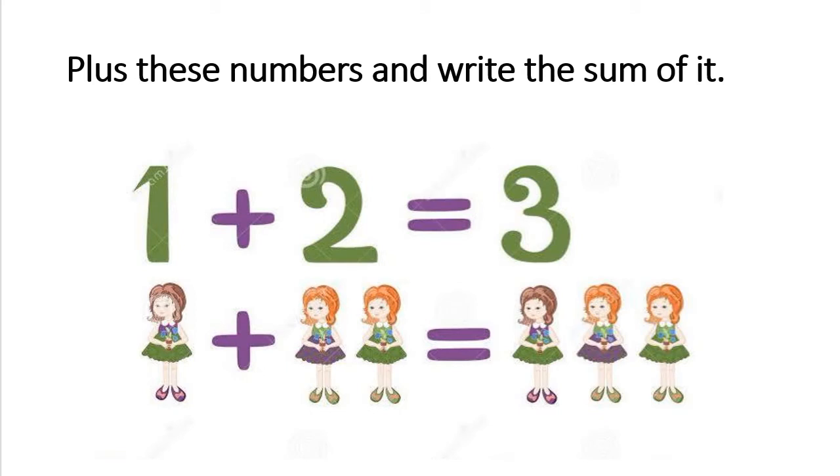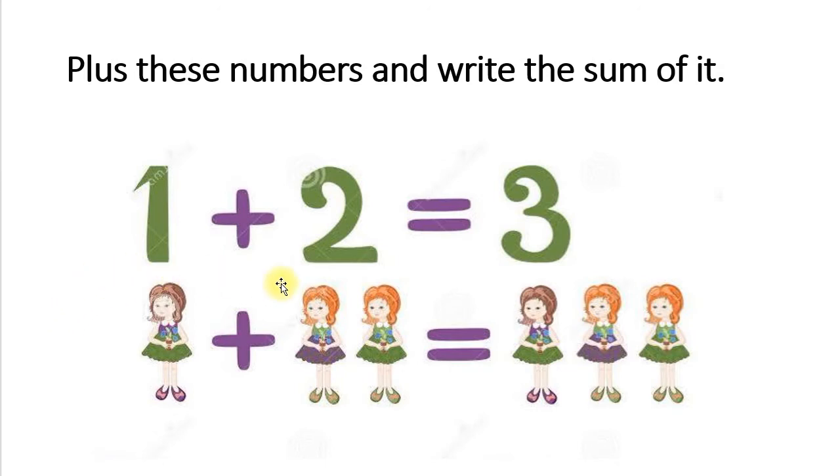Okay, how do we do addition? We do addition by adding these numbers and writing the sum of it. This is called addition. 1 plus 2 is equal to 3.